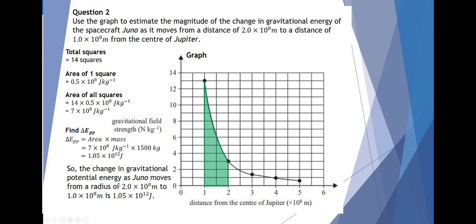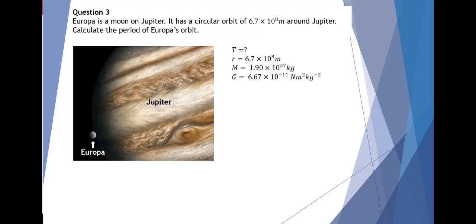Okay, so the change in gravitational potential energy as Juno moves from 2 by 10 to the 8 meter radius into half of that, 1 by 10 to the 8 meters radius, is 1.05 by 10 to the 12 joules. Okay, our third and final question.